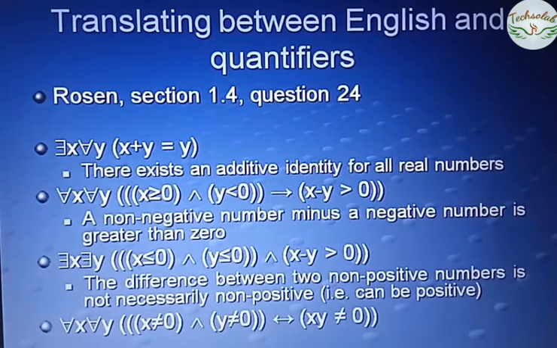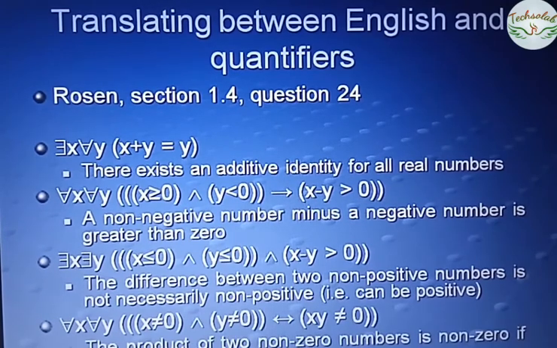The last one is for all x, for all y, x not equal to 0 and y not equal to 0 if and only if x y not equal to 0. Students, the arrow pointing to both sides shows that this means if and only if. It means the product of two non-zero numbers is non-zero, if and only if both factors are non-zero. If both factors are non-zero, then their product will be non-zero. If their product is non-zero, it means both factors are non-zero. That is what if and only if means.